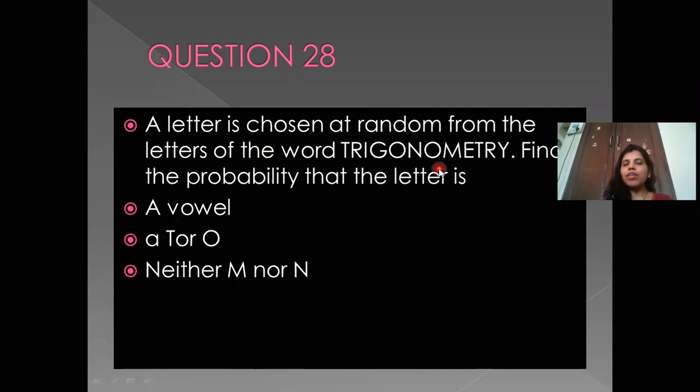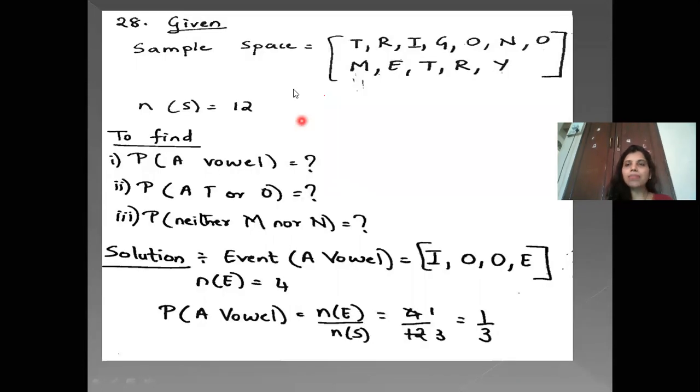Just remember children, whenever the word is trigonometry, you have to select all the letters, whether they are repeated or not. It doesn't matter, you have to select everything. Okay, so now in the next slide we are going to write the sample space. The sample space is trigonometry, so we have to list all the letters of the word.